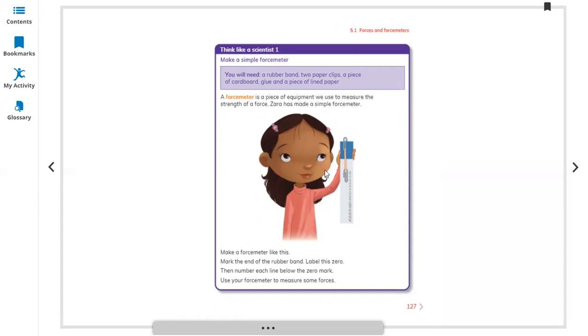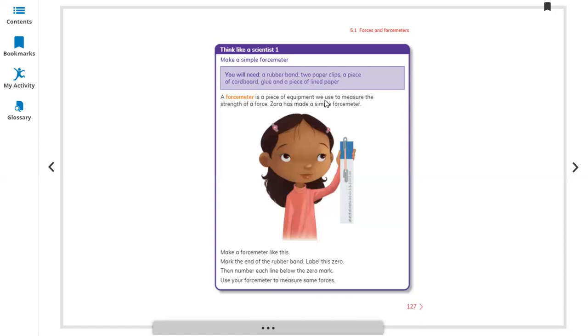For a force meter, we hang the object and then leave it. Then we can see how much force this kind of thing needs. It is measured by a force meter. A force meter is a piece of equipment we use to measure the strength of a force.